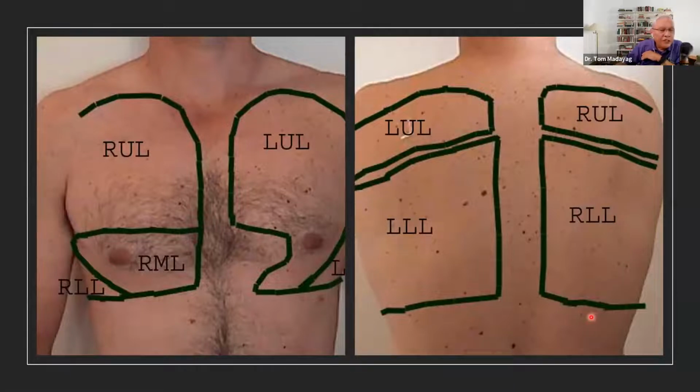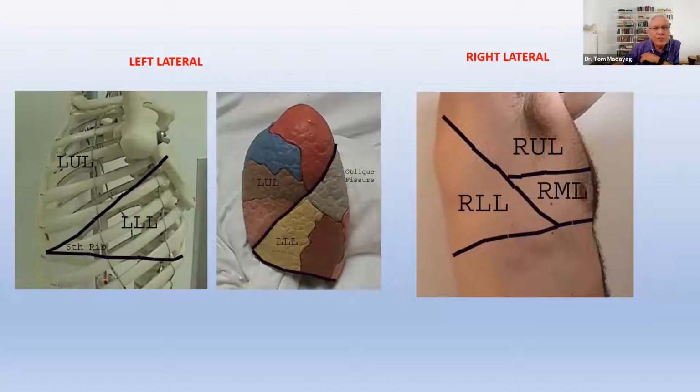So this is a further illustration of the lobes of the lungs, both anteriorly and posteriorly. And of course, lung examination or respiratory assessment cannot be complete without including the lateral surfaces. These are the lateral surfaces that you will see on the side. On the right side, it illustrates where the right middle lobe, the right lower lobe, and the right upper lobe are. And on the left side, the left upper lobe and the left lower lobe.